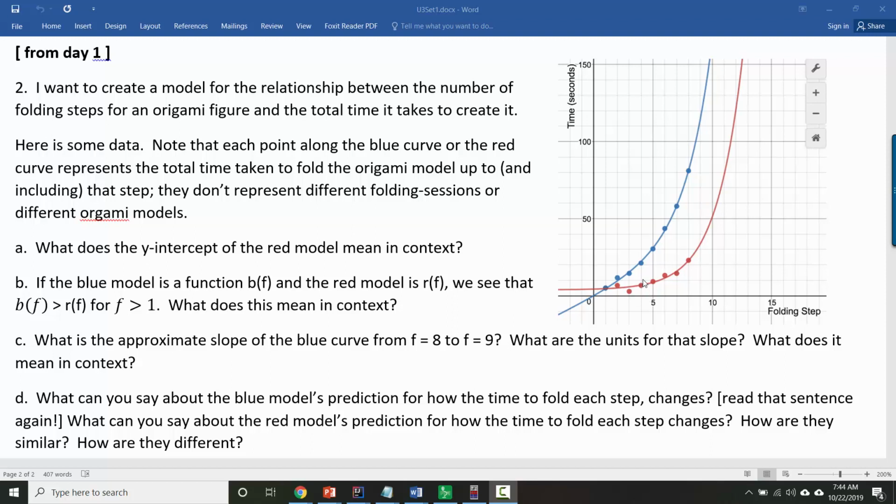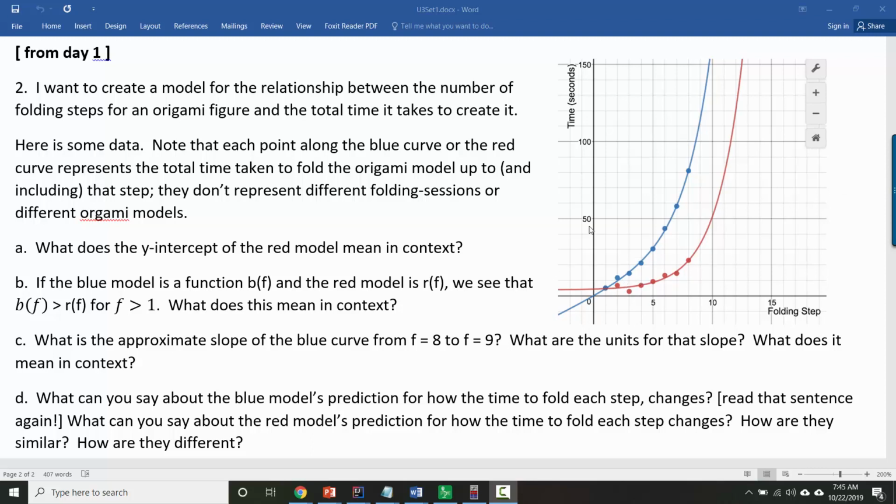But what does it mean in context? Literally think about the meaning of the x and the y separately. What we're saying is when f is bigger than 1, so when the number of folding steps is larger than 1, the blue curve will take more time than the red curve. Or in other words, the blue model is taking more time to fold than the red model.